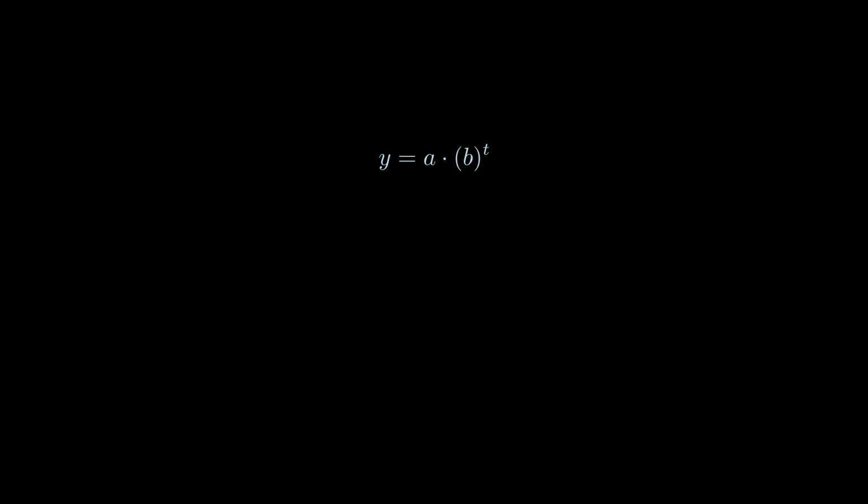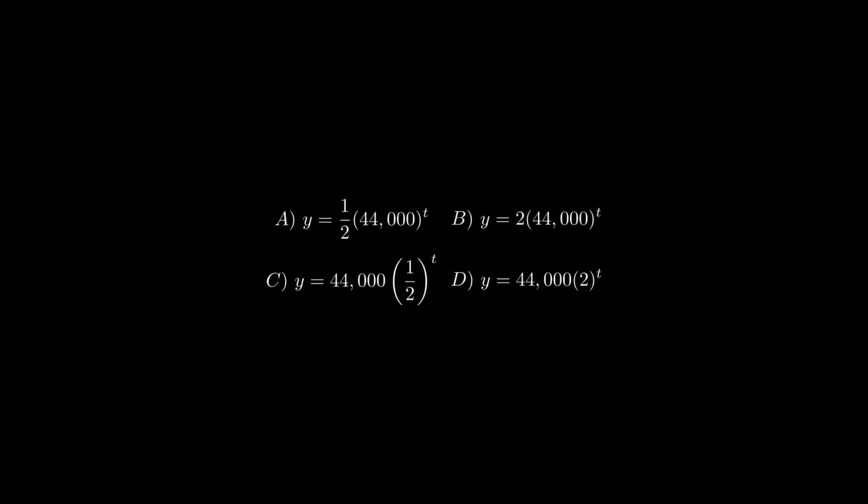Here, a represents our starting value, which is 44,000. The base b represents our constant multiplier. Since the text explicitly notes that the population doubles, our base is exactly 2. Substituting these parameters gives our final customized equation. y equals 44,000 times 2 to the power of t. Now, let's look at the available options on screen. Our derived function matches option D perfectly. Therefore, D is our correct choice.